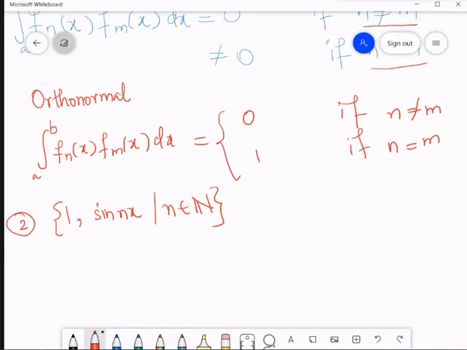Ma'am, this time we'll have to check twice, I think. Once it will be with 1 and sine nx, and once it will be, like the previous question, sine nx and sine mx. Very good. And for 1 and sine nx, we get the integral is 0, so it is orthogonal again. Very good. And for orthonormal, we'll have to divide the 1 and the sine nx by root pi again. For 1, we have to check, ma'am. For sine nx, we'll have to divide by root pi. Correct. For 1, I'll check and let you know, ma'am.